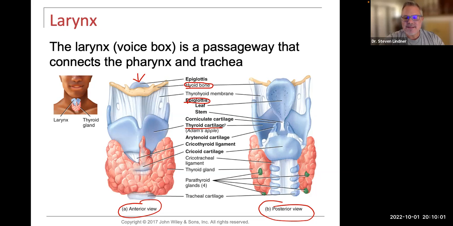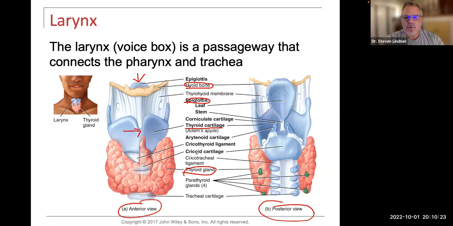More prominent in men because men have higher amounts of testosterone, so we'll be able to see the laryngeal prominence, which is right here, stick out a little bit more in men than in women. Don't confuse the thyroid cartilage with the thyroid gland.